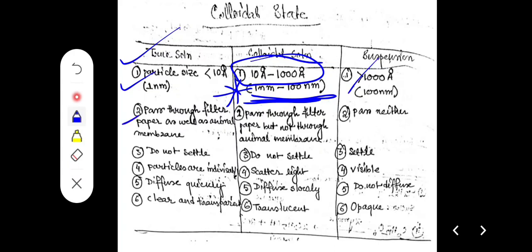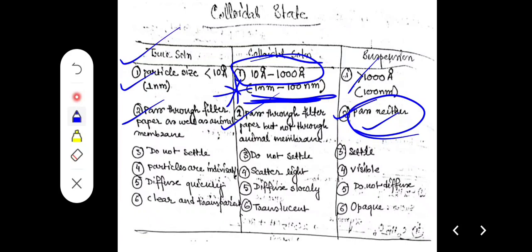True solution passes through filter paper as well as animal membrane. Colloidal solution passes through filter paper but not through animal membrane. Suspension passes neither filter paper nor animal membrane.